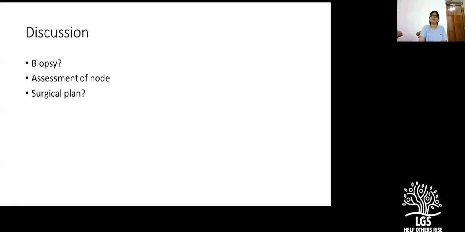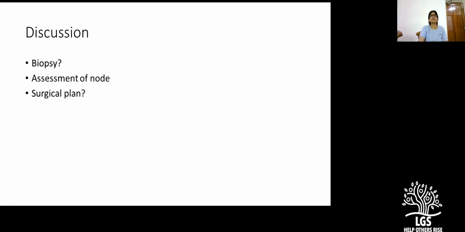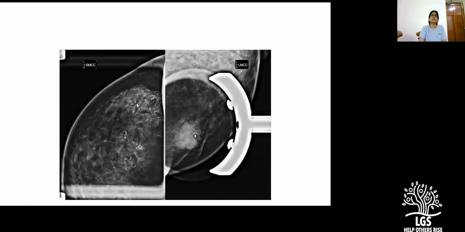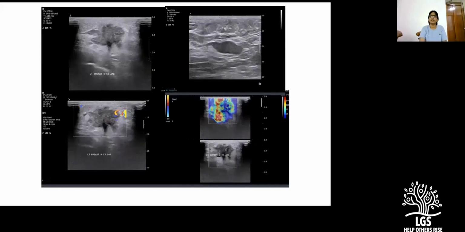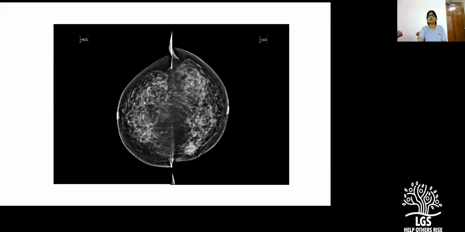So what would you like to do for this, Kirti? So obviously this breast cannot be conserved because of the extensive DCIS. So she needs a mastectomy for this. For the left breast, one can plan for a conservation. This will be in the lower quadrant. Is it? Yeah, lower inner quadrant.